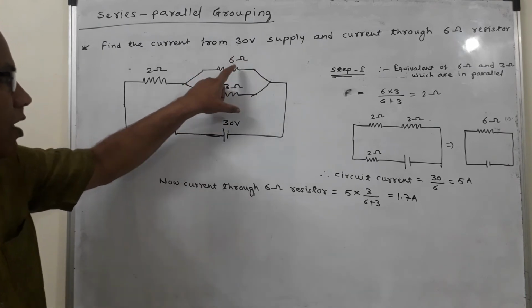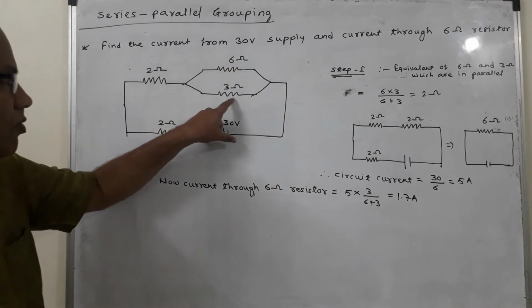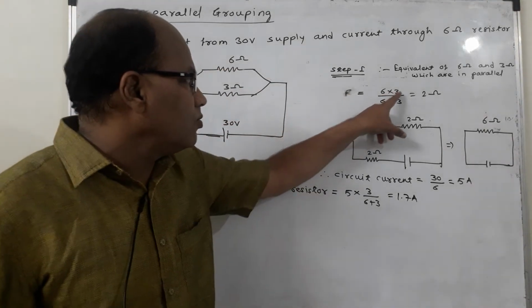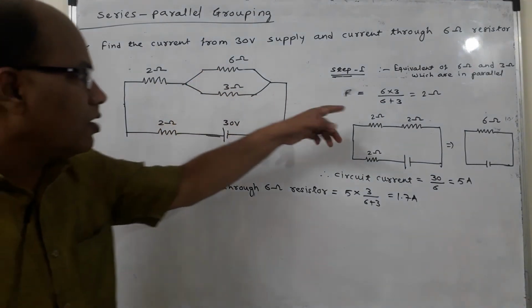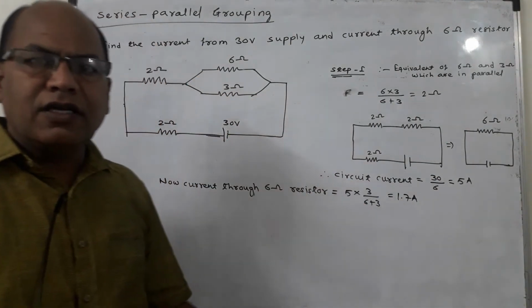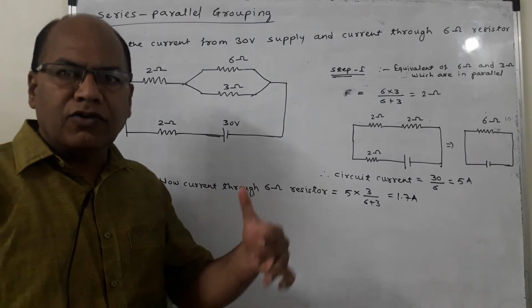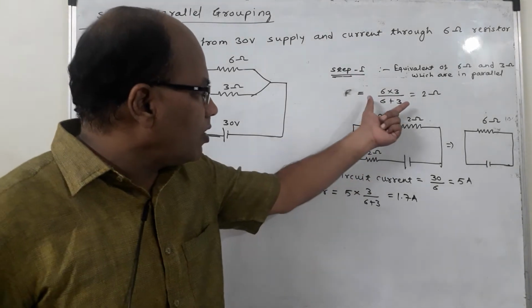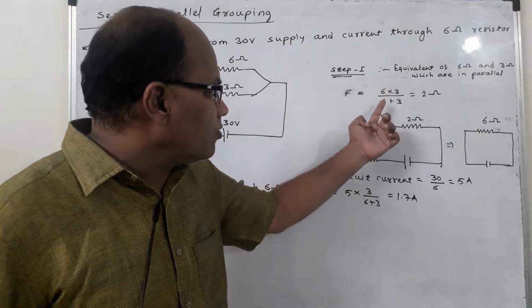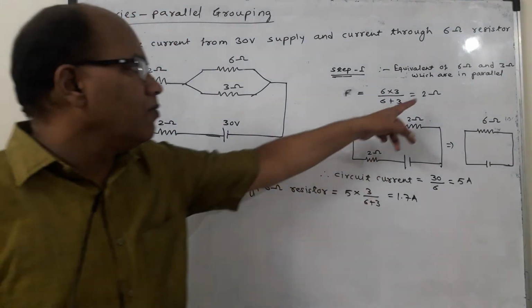Equivalent of the parallel combination of 6 and 3 ohm can be obtained like this: 6 into 3 divided by 6 plus 3. Using the same formula, that is 1 upon R is equal to 1 upon R1 plus 1 upon R2, we can simplify that formula to this stage, and it will be 6 into 3 divided by 6 plus 3, it will be 2 ohm.